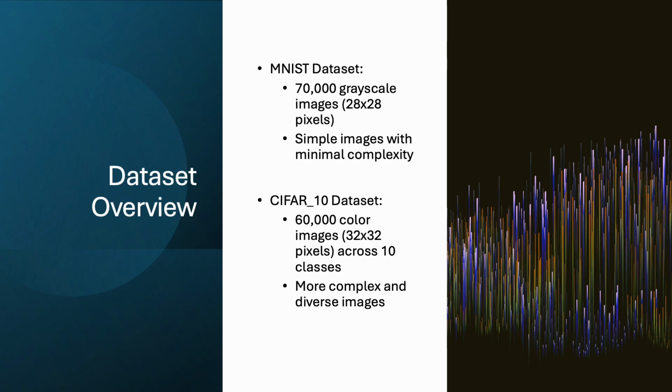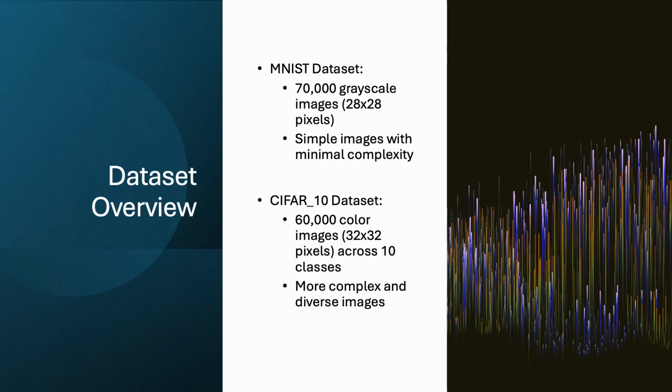A bit of an overview on the datasets. The MNIST dataset consists of 70,000 grayscale images. Each image is 28 by 28 pixels in size, making these simple in terms of size and complexity. On the other hand, CIFAR10 consisted of 60,000 color images of 10 different classes. Each image was 32 by 32 pixels in size. The images in the dataset were way more complex and diverse.